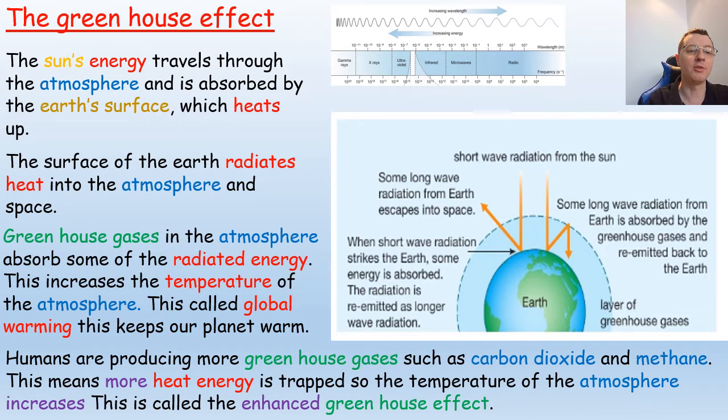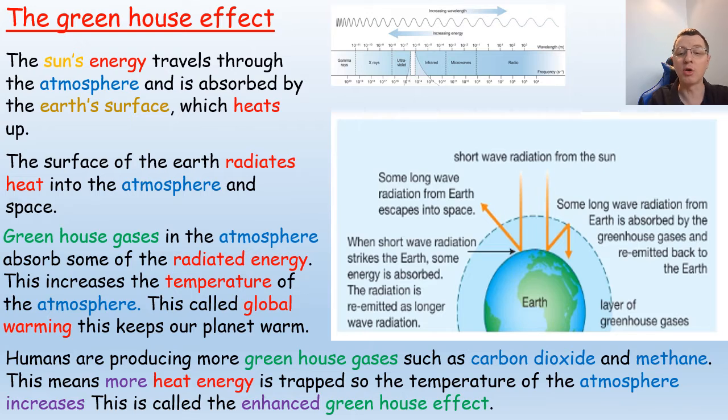So here's the answers. The greenhouse effect. The sun's energy travels through the atmosphere and is absorbed by the Earth's surface, which heats up. The surface of the Earth radiates heat into the atmosphere and space. Greenhouse gases in the atmosphere absorb some of the radiated energy, and this increases the temperature of the atmosphere. This is called global warming, and this keeps our planet warm.